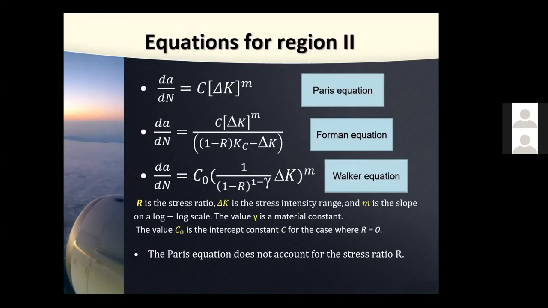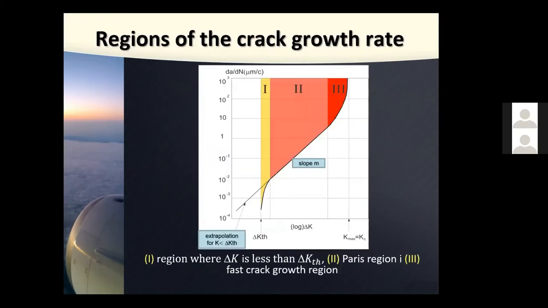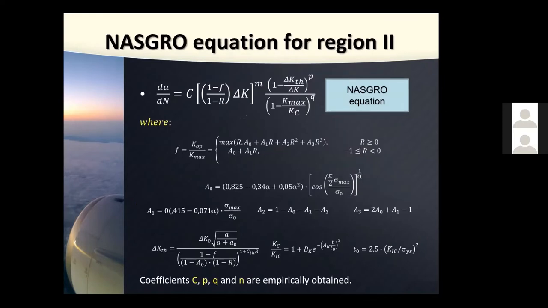not only stress ratio, but also some material constants like gamma, which you can see in the Walker equation. And of course, researchers are trying to make these equations very close to experimental data, to find the line of best fit through the data, and then to take into account all possible influences on crack growth. The most comprehensive formula or equation for region two was proposed by NASA, and it's called the NASGRO equation.